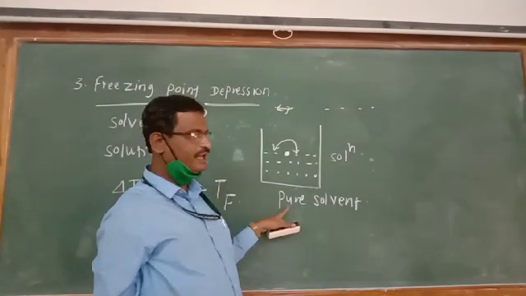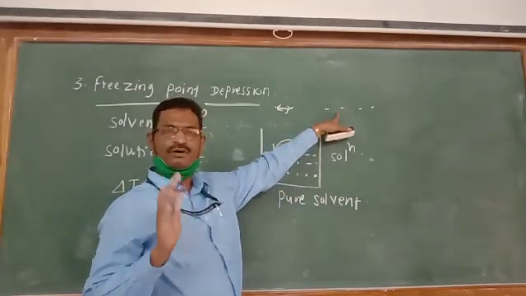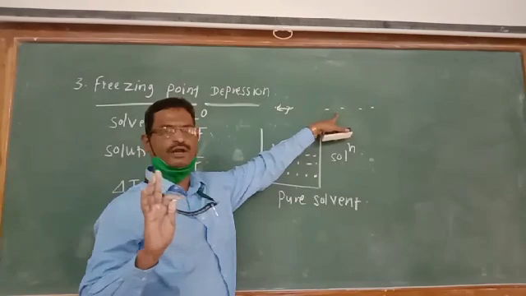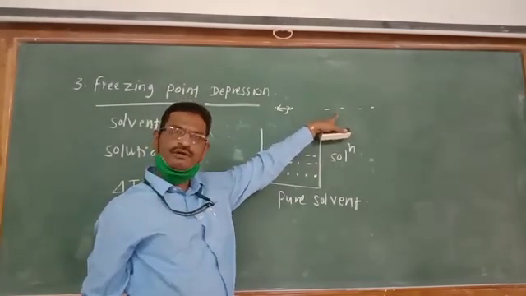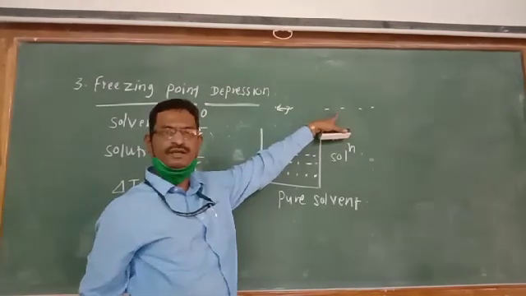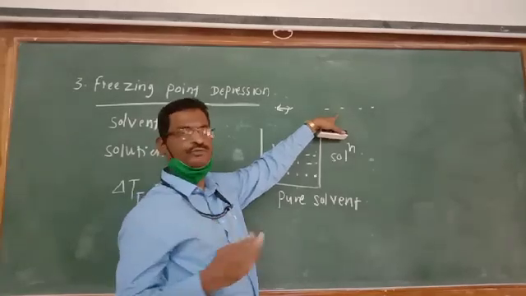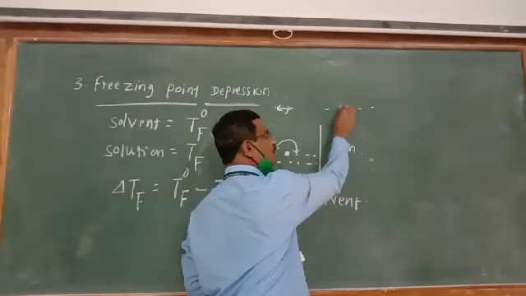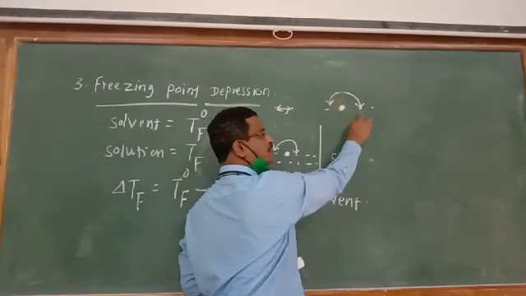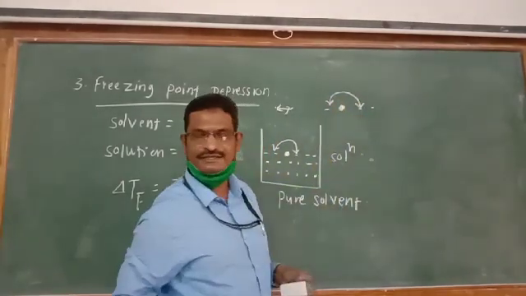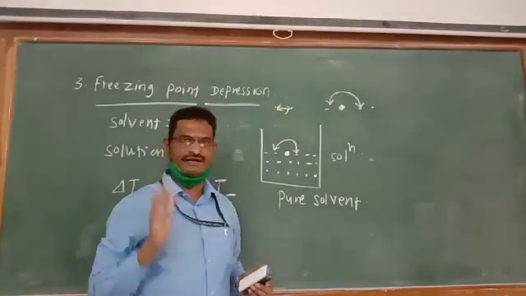Since the distance is very less, forces of attraction between them are very strong. Therefore, at a certain temperature, pure solvent undergoes freezing. But whenever a non-volatile, non-electrolyte solute is added to the solvent, some solvent molecules are replaced by the solute molecule. So if this is the solute molecule, now this distance increases. The distance between neighboring solvent molecules increases, and as that distance increases, forces of attraction decrease.